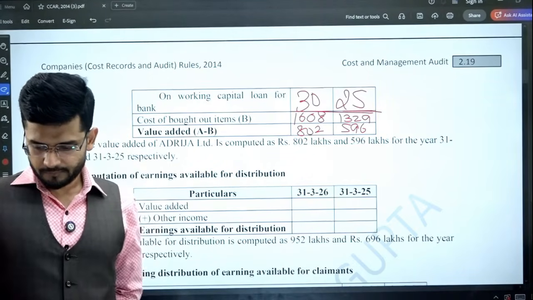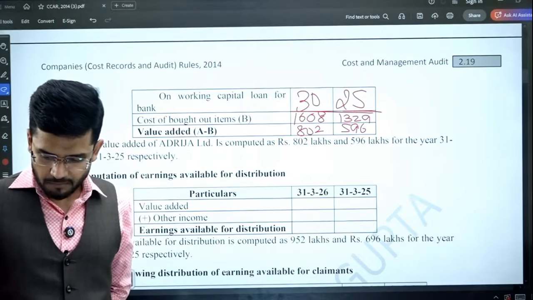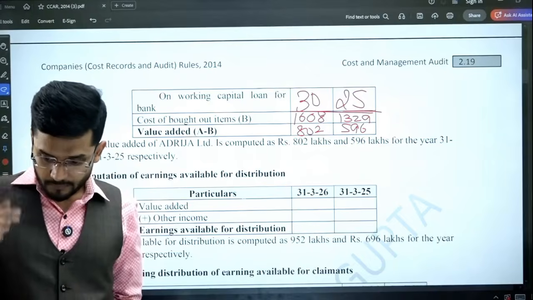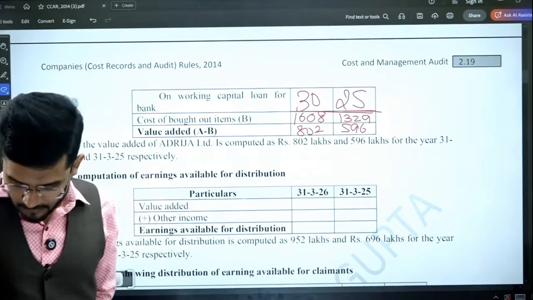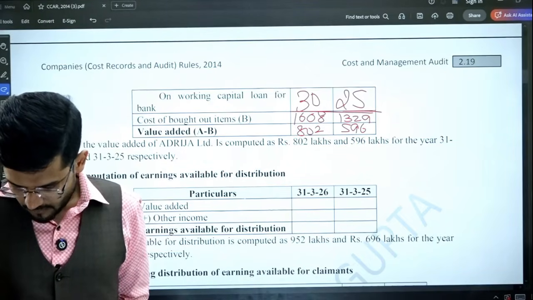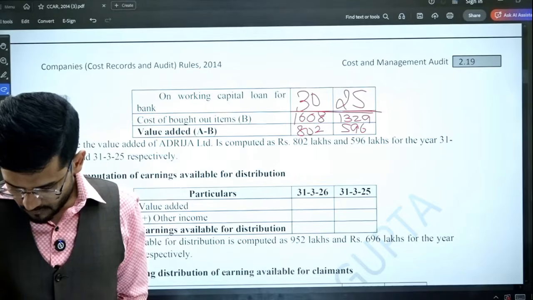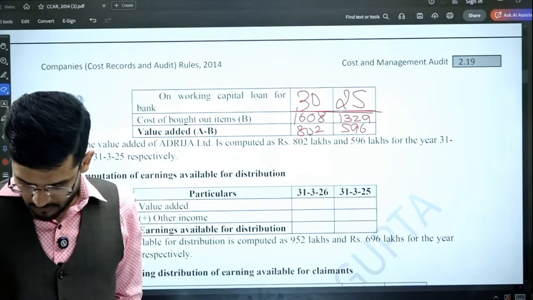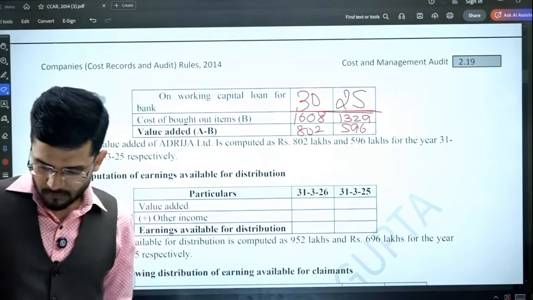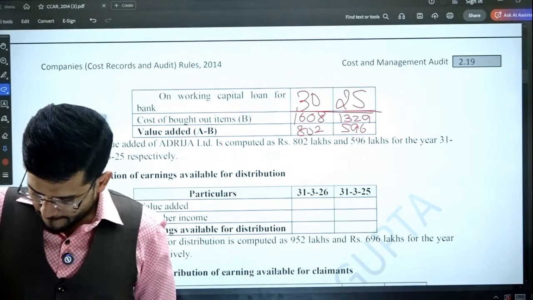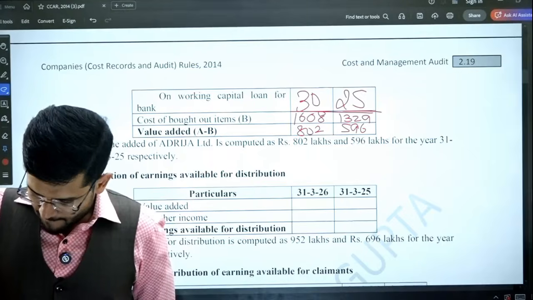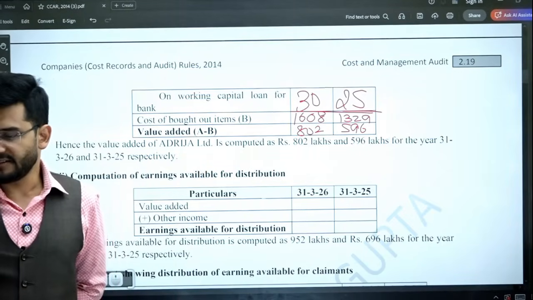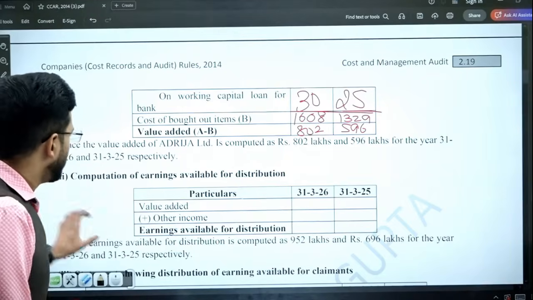Okay, if you understood the entire question, please say yes, sir. Perfect. Very, very important question from an exam standpoint, value addition.